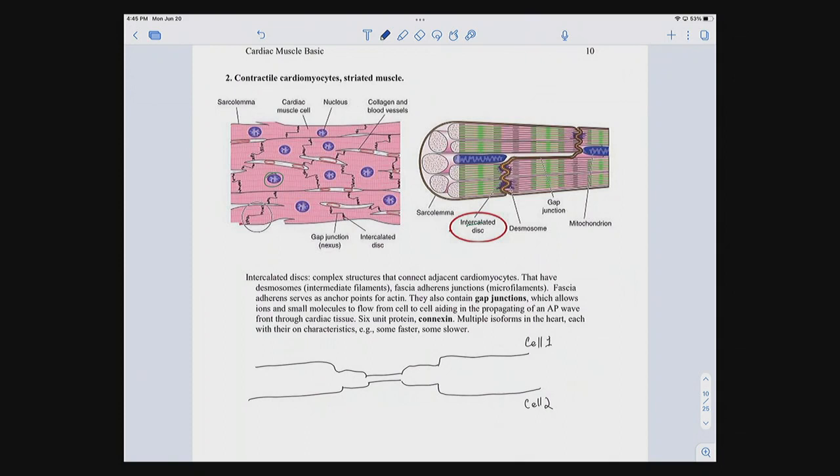I want to turn our attention now to the contractile cardiomyocytes, and these are striated muscle tissue. You probably already knew that. Striated meaning that you have the I bands, the H bands, the A bands, etc.